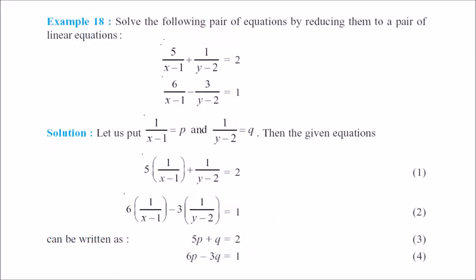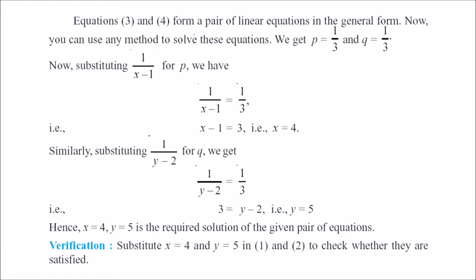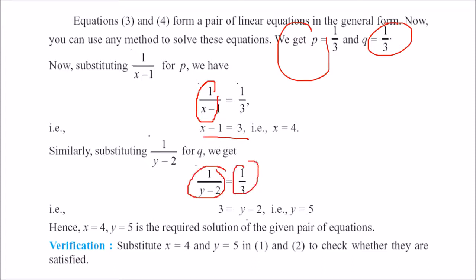One more example we'll take. We have to solve these equations by reducing them to a pair of linear equations. This 1 by x minus 1 can be taken as P. 1 by y minus 2 can be taken as Q. So this 5P plus Q equal to 2, 6P minus 3Q equal to 1. Now these two are linear equations in two variables, now you can solve. P is equal to 1 by 3, Q equal to 1 by 3. But we have taken 1 by x minus 1 equal to 1 by 3, so you have to solve for x. Now again 1 by y minus 2 equal to 1 by 3, you can solve for y.